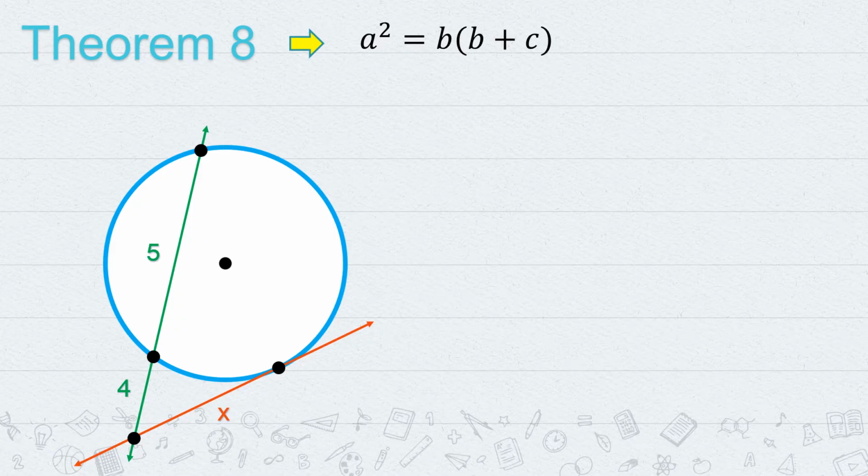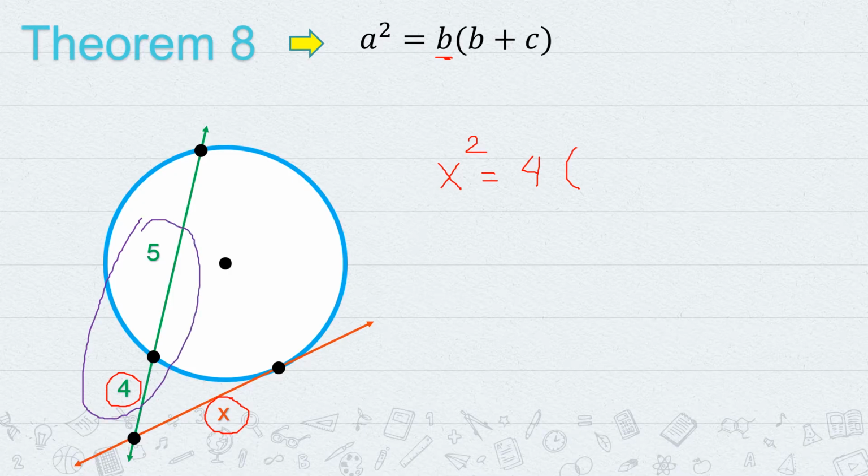So using the idea under theorem number 8, first we square the measurement of our tangent segment. What we have here is x, so we are to square x. Then it is said to be equal to our exterior second, which is b. Here we have 4. Then we are to multiply it to the sum of the two second segments present on our second line. So we have 4 times, 4 plus 5.